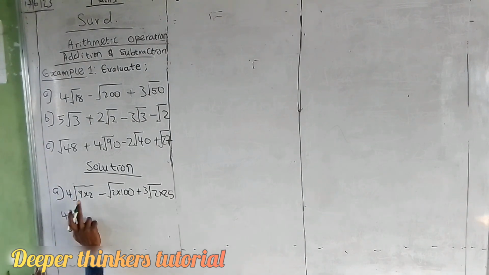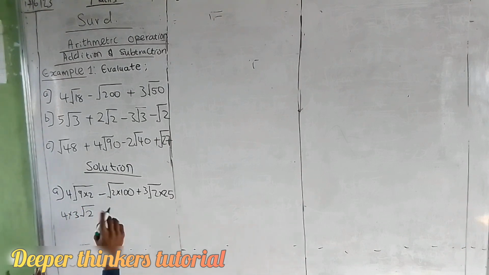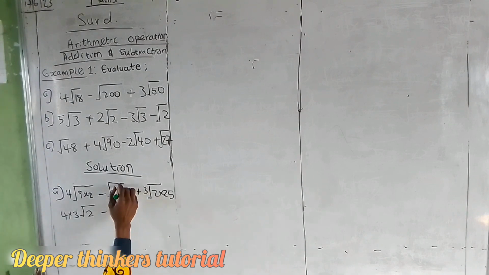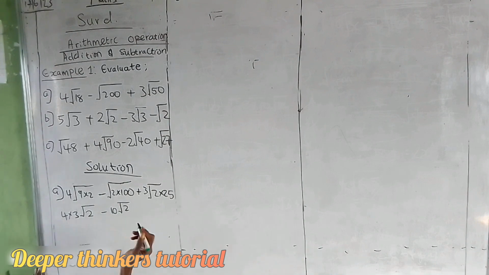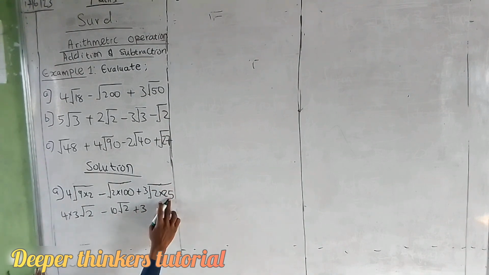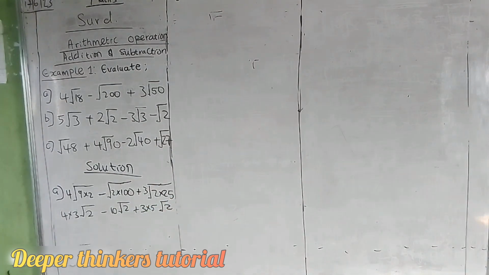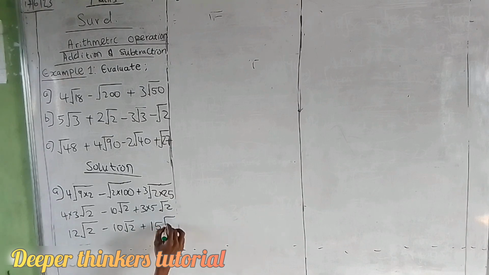Then square root of 9 gives us 3. So 3 will come outside, then 2 will be inside. Here we'll have 10, 10 will come outside, then 2 is remaining inside because the square root of 100 is 10. Then 3 here, then what will come outside here is 5, multiplied by 5, then 2 is remaining inside because the square root of 25 is 5. So from here we'll have 12 root 2, then minus 10 root 2 plus 15 root 2.